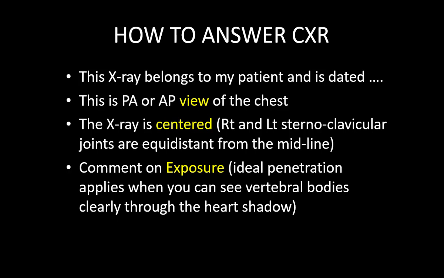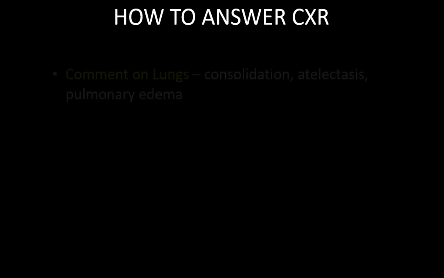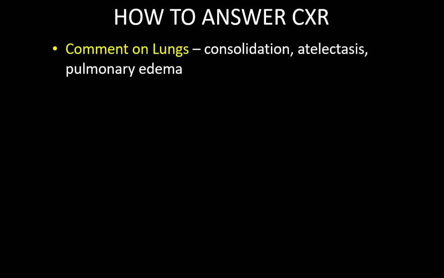Then comment on the exposure, whether the penetration is ideal or not, and if it is ideal, you will see the thoracic vertebra just behind the shadow of the heart. Then you have to follow a systematic pattern. You either start from out to in, from bone to lung and lines, or you can start from within. So any of the patterns you can follow.